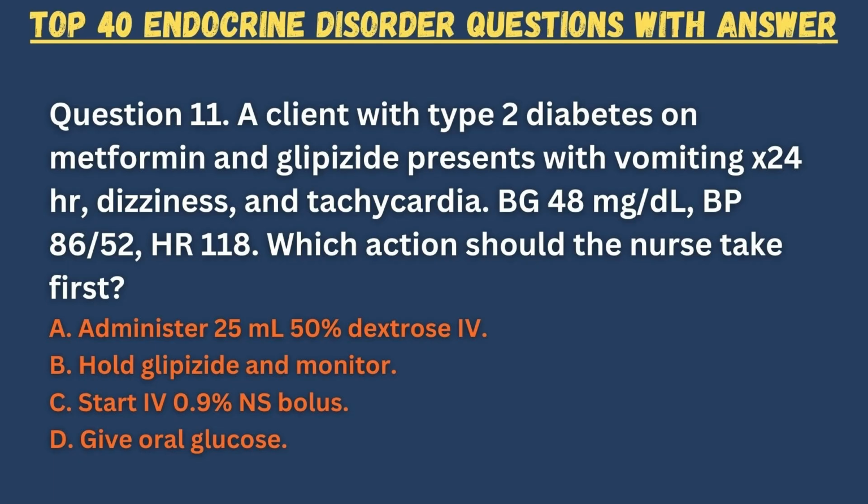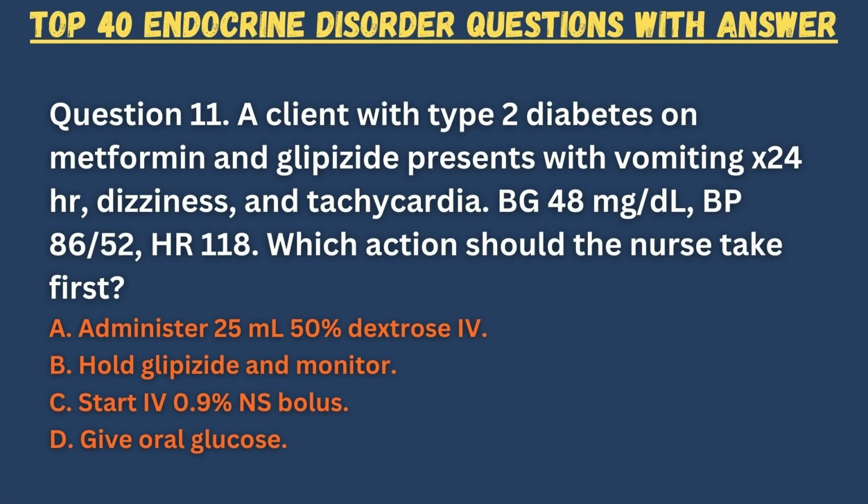Question 11. A client with type 2 diabetes on metformin and glipizide presents with vomiting for 24 hours, dizziness, and tachycardia. BG 48 mg per deciliter, blood pressure 86/52, heart rate 118. Which action should the nurse take first? A. Administer 25 milliliters, 50% dextrose, IV. B. Hold glipizide and monitor. C. Start IV 0.9% NS bolus. D.